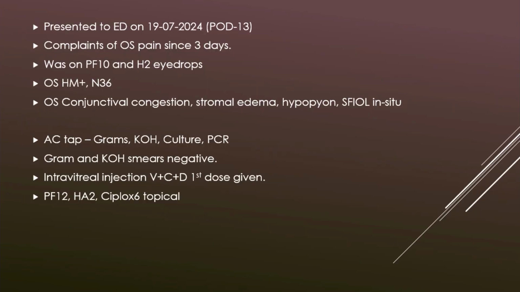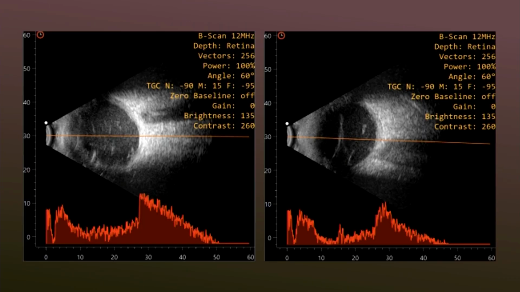We went ahead and did an AC tap and sent this aspirate for Gram's KOH smear, culture, and PCR. The immediate smears came out to be negative, and first dose of intravitreal vancomycin plus ceftazidime plus dexamethasone was given. The topical steroids were hiked up to 12 times a day, and topical antibiotics were also started at this point of time.